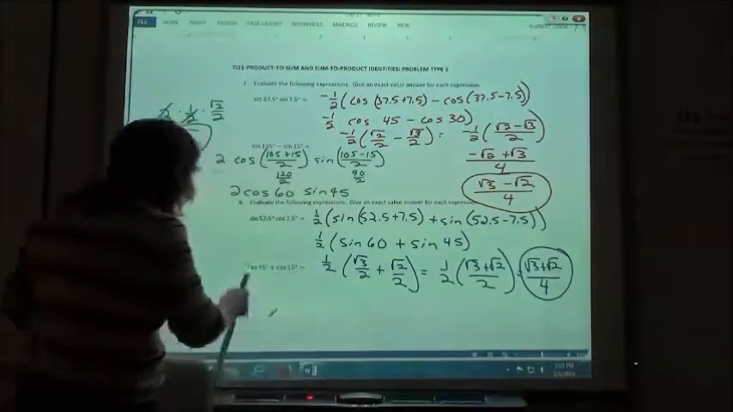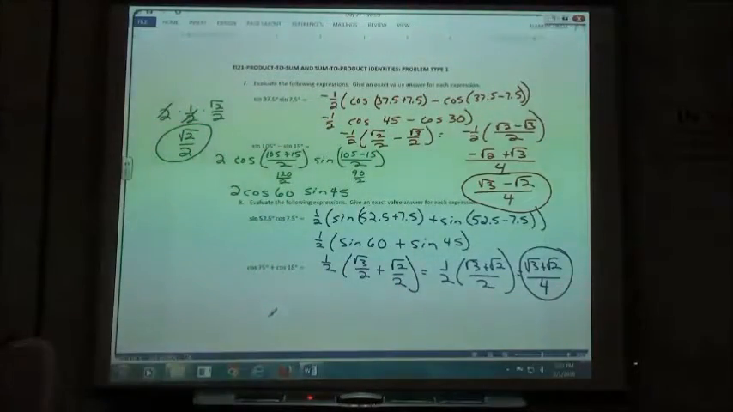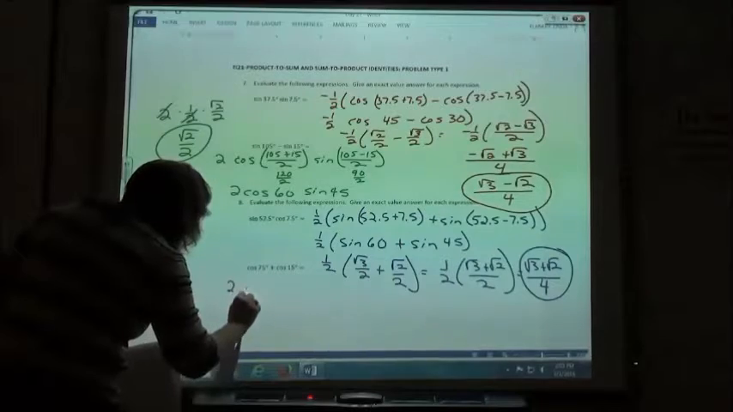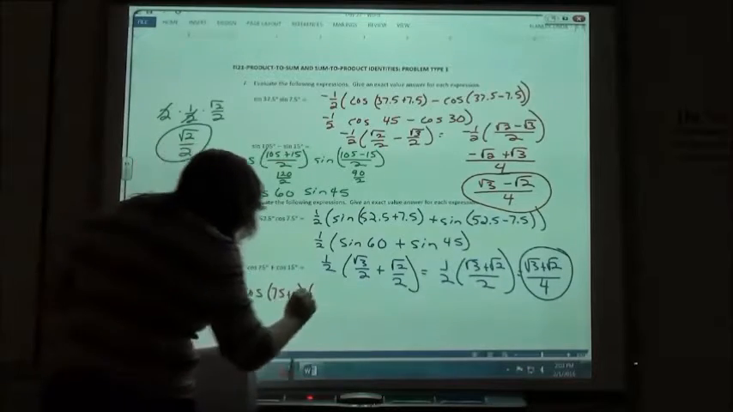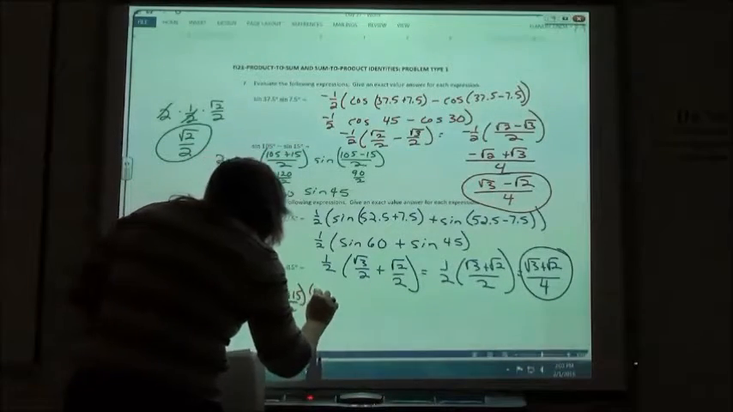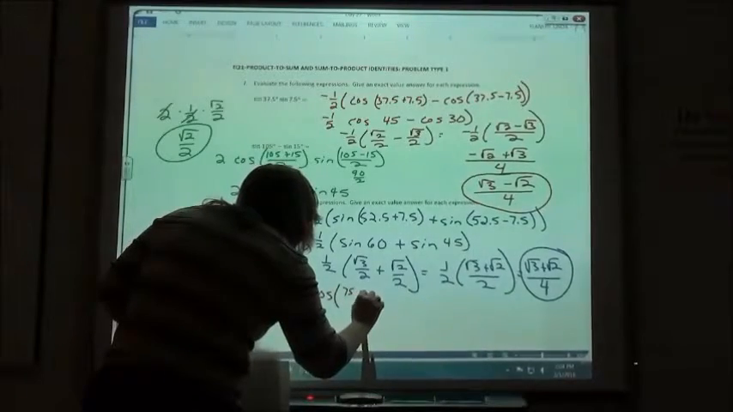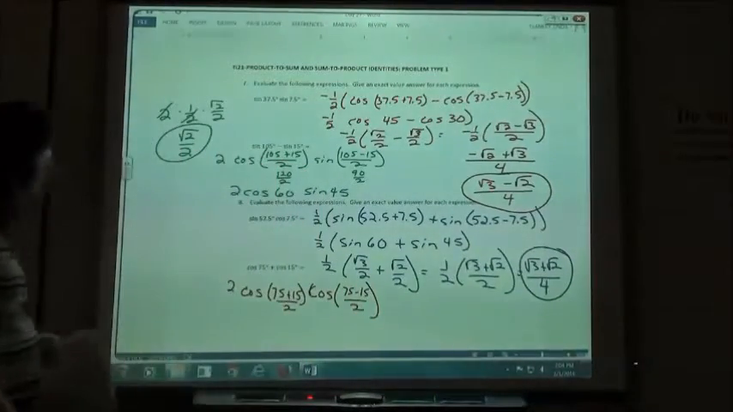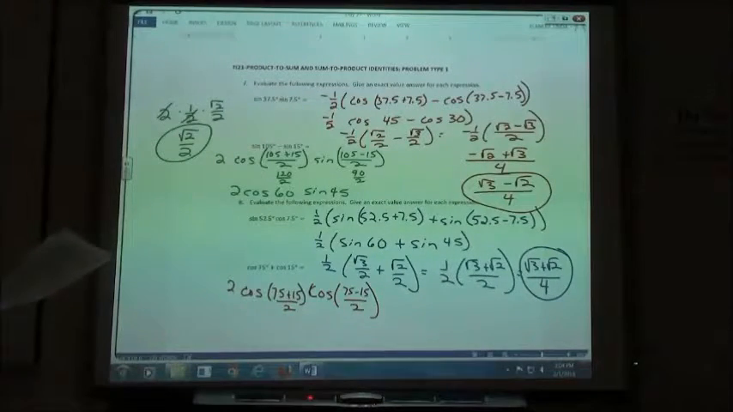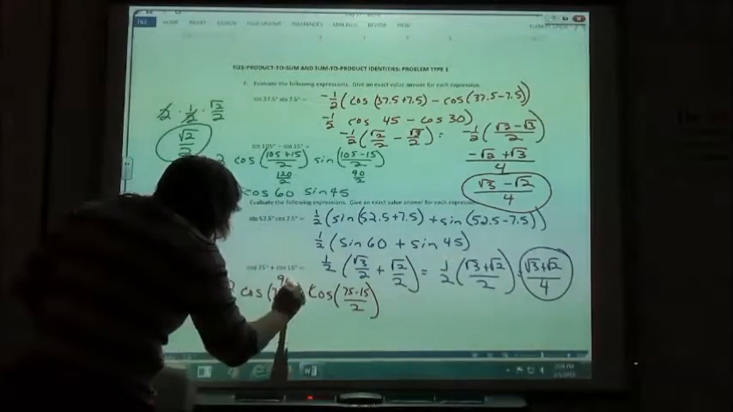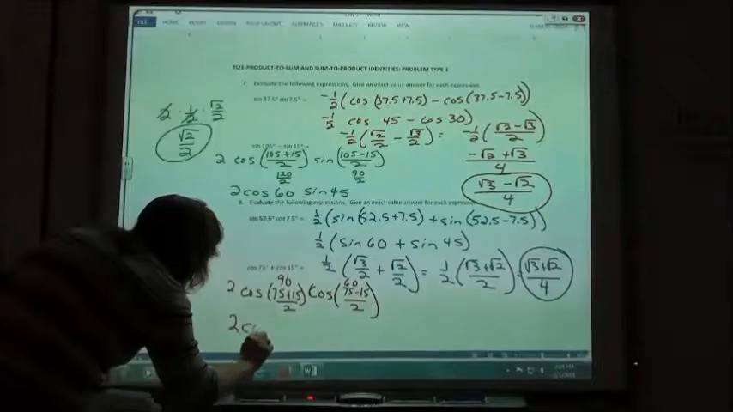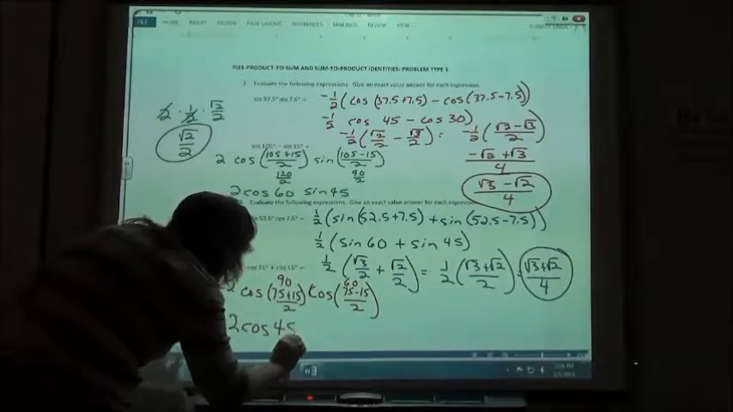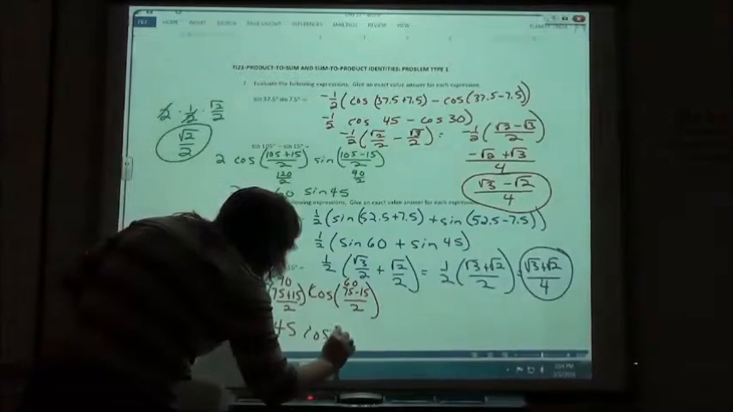Second part of that, we're taking the cosine plus the cosine. So if you look at your sum formulas for cosine plus cosine, it tells us we're going to do 2 times the cosine of 75 plus 15 over 2, times the cosine of 75 minus 15 over 2. All those have that over 2. So 75 plus 15 would give me 90. 75 minus 15 is going to give me 60. So I'm going to have 2 times the cosine of 90 divided by 2 is 45. 60 divided by 2 is 30.